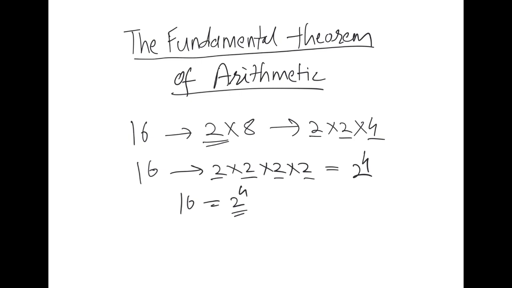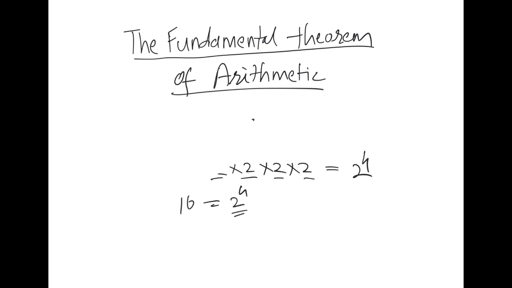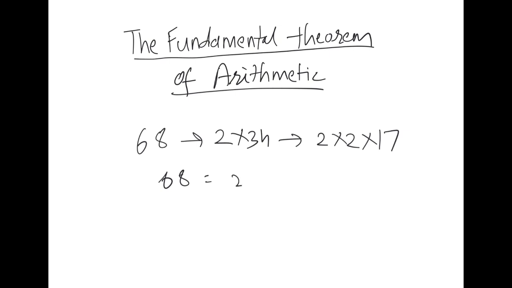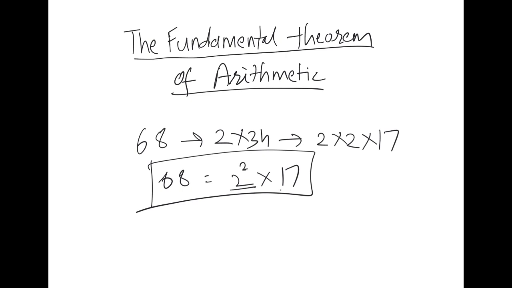Let's take a bigger number. Let's take 68. This can be written down as 2 into 34, which can be written down as 2 into 17. So to write it properly, we will write it 2 raised to 2 into 17. Again, so this 2 and this 17 are primes. We can't break them down further.